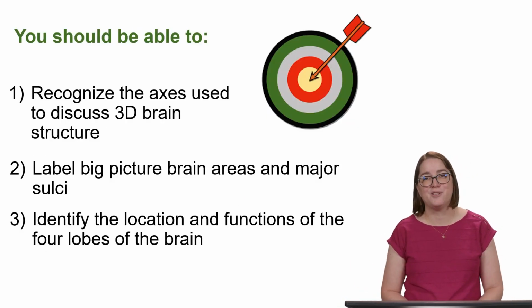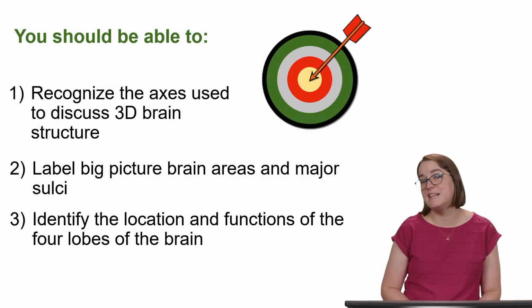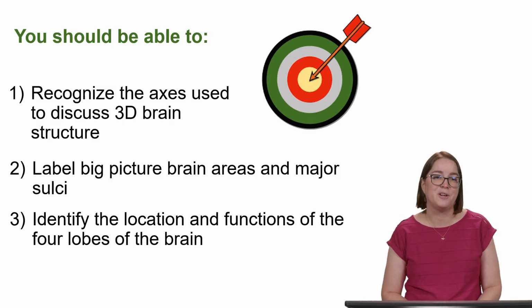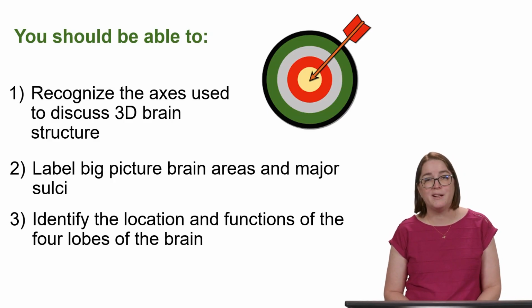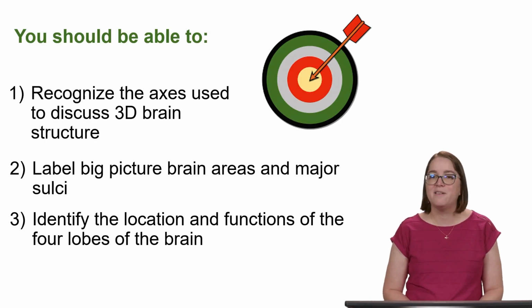Hopefully, after this discussion, you are able to recognize the axes used to discuss 3D brain structure, label big picture brain areas and major sulci, and identify the location and function of the four lobes of the brain.